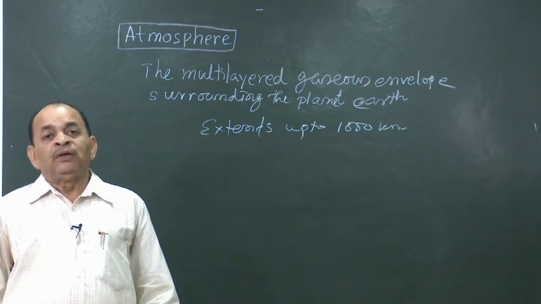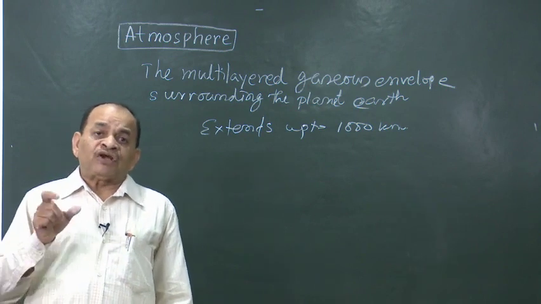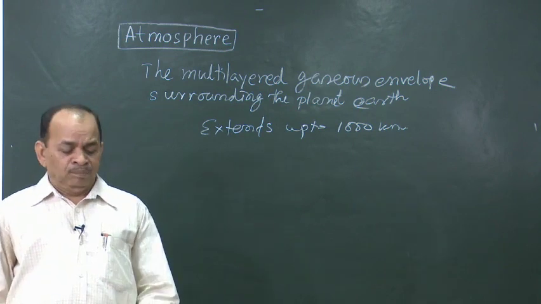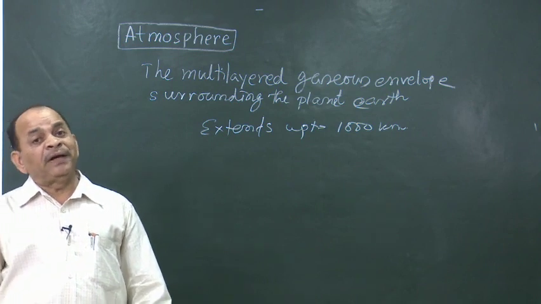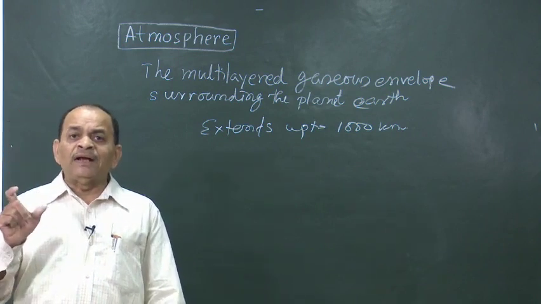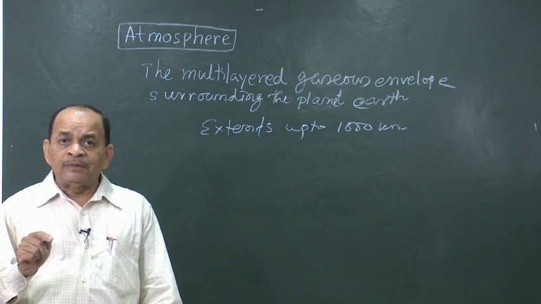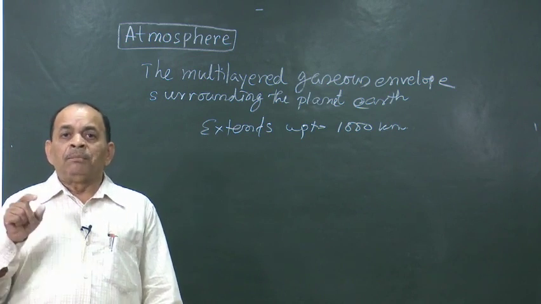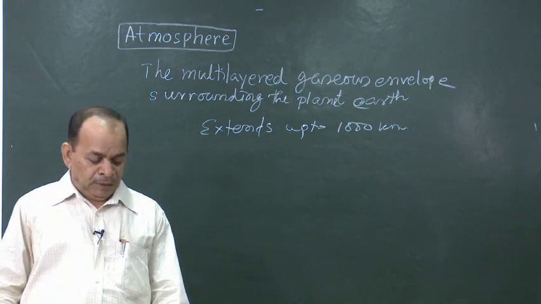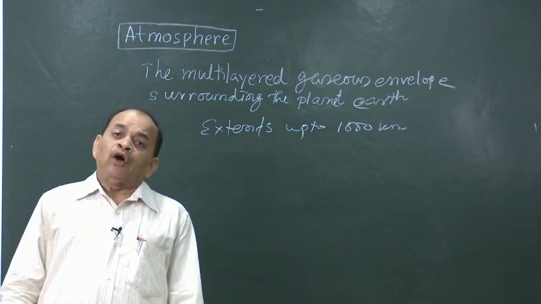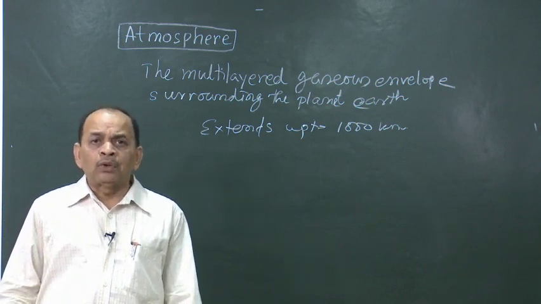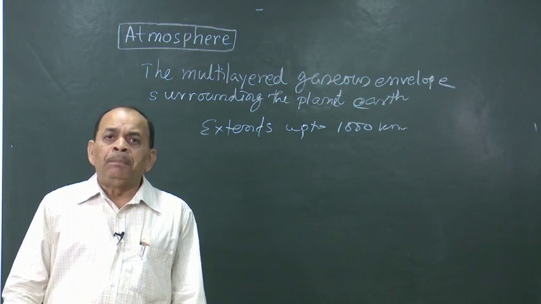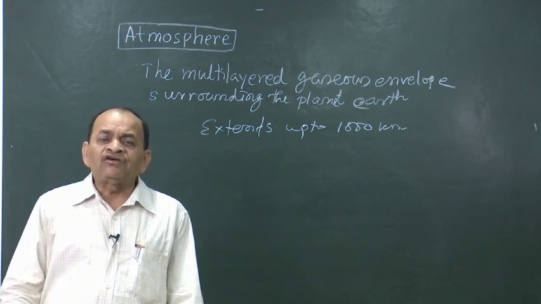Then the next function is stabilization of the weather and climate. Our weather and climate are stabilized and maintained by the atmosphere. Then it also plays an important role in the biogeochemical cycle.